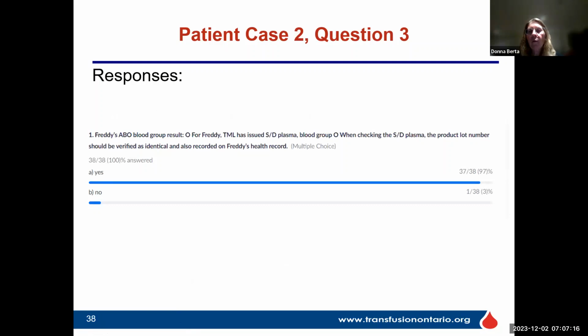And most of you have replied yes. And yes, there is a number that you do need to check for SD plasma. However, it's not the lot number like other manufactured products. SD plasma has a unit number, and we'll go on to talk about that unit number.